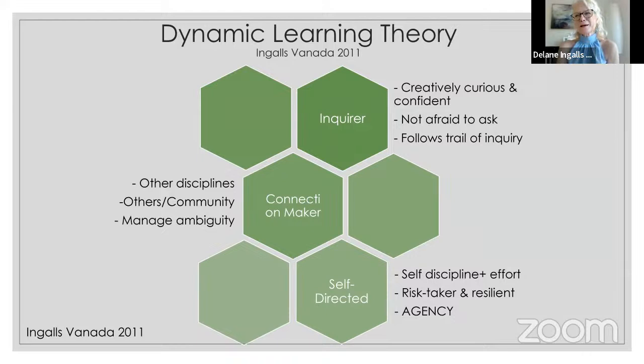So in the process of developing this theory, I came across what I call dynamic learning, and using these 3 pillars of learner-centered pedagogy: inquiry, connection making, and self-direction. I developed some ideas around what does this learner look like? What does someone who is a dynamic learner, how do they act? And so I pull apart these ideas and talk about inquiry as being creatively curious, not afraid to ask, following a trail of inquiry, the connection making being whatever you are studying or learning about, how are you connecting it to other ideas? And often that means managing some ambiguity, things that don't always just fit together exactly. And self-direction, being a risk taker, being resilient, having agency.